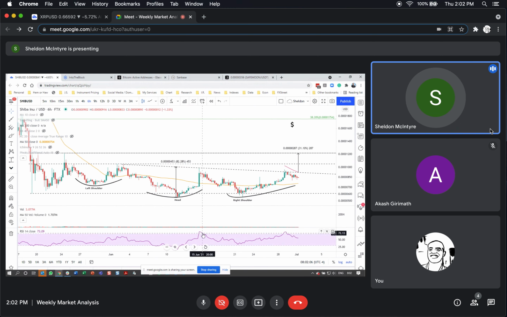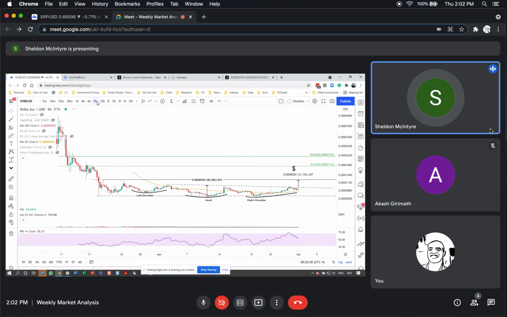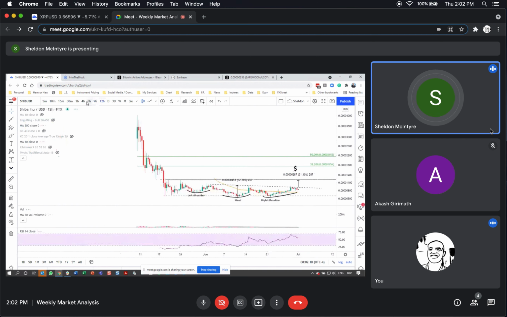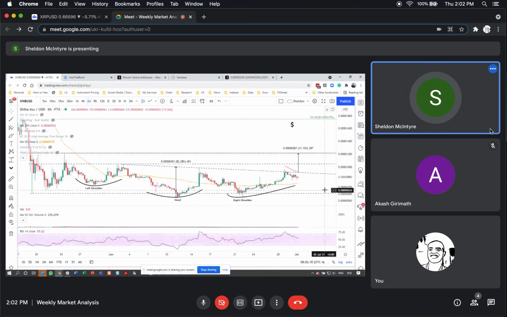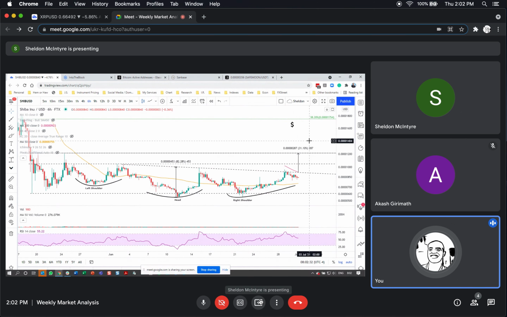We reached overbought conditions here on the 6-hour, I believe. On the 9-hour, there was overbought conditions. I'm sure on the 12 as well. On the 4-hour, of course, there was overbought conditions. So we're just releasing that overbought situation at this point. Unless we break below the 56-hour simple moving average, this looks like it's going to be a successful rally for Shiba.